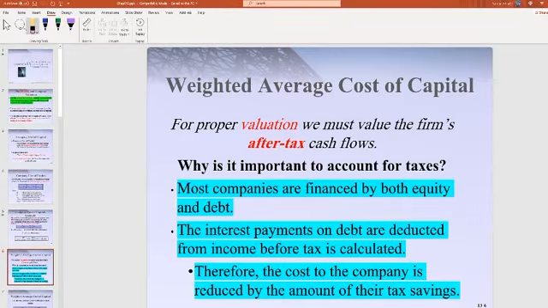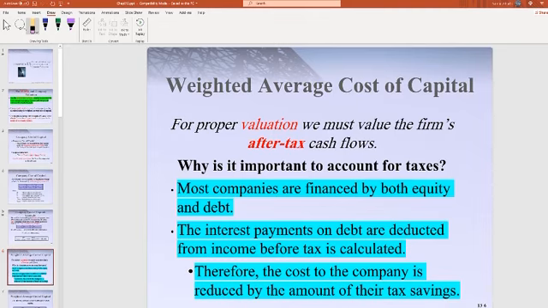Now, for proper valuations, we must value the firms as after-tax cash flows. So everything should be after tax. Why is it important to account for taxes? I added those answers for you, highlighted in the same color. First of all, most companies are financed by both debt and equity. In real life, you cannot find any company that finances its activity using only equity or only debt. They always use a mix of debt and equity.